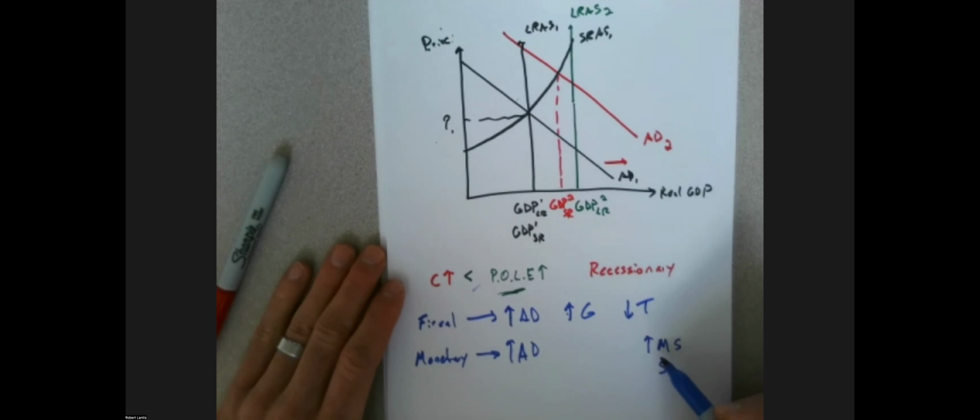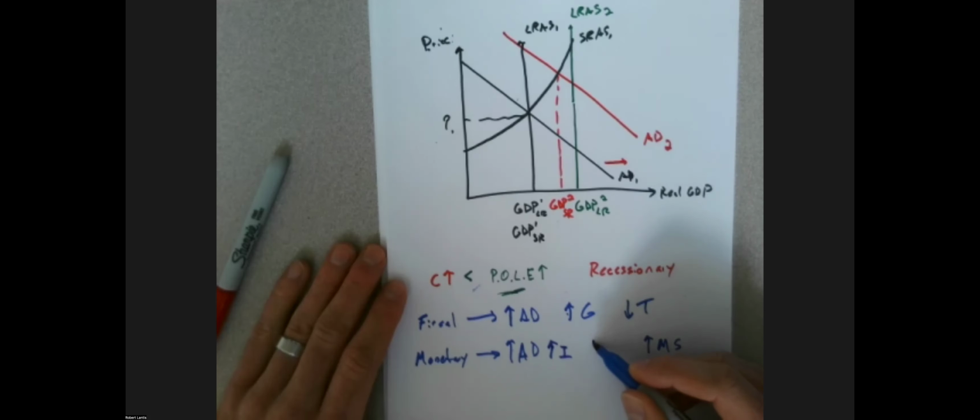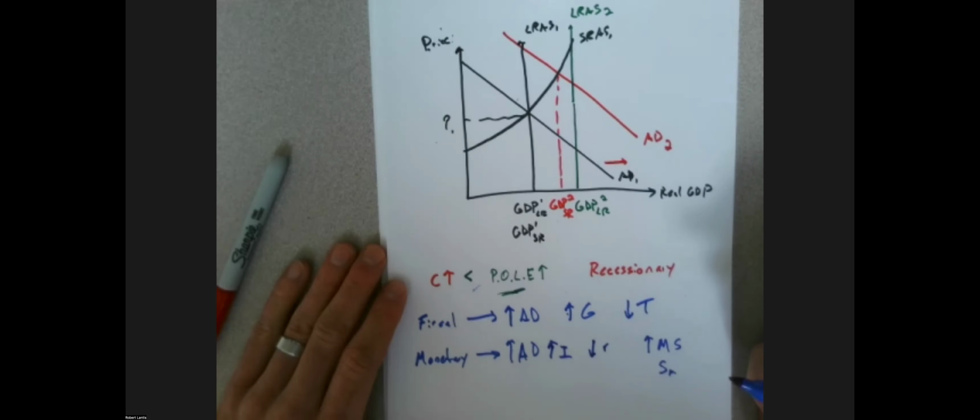Well, in order to increase aggregate demand, they need to increase investments. In order to do that, they need to decrease real interest rates, which we said, how do they do that? They would increase the money supply. So that's where that comes from.